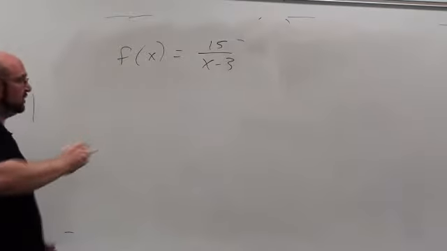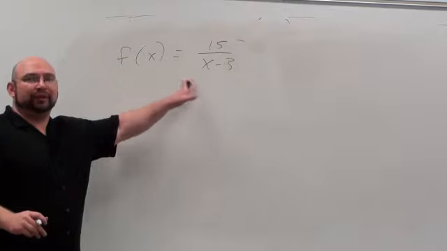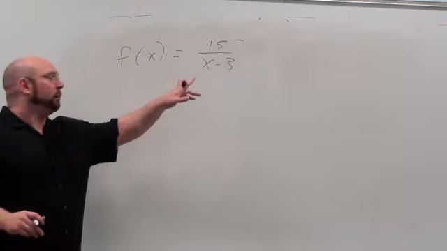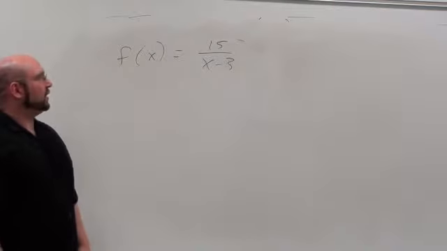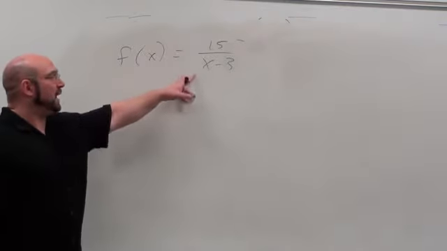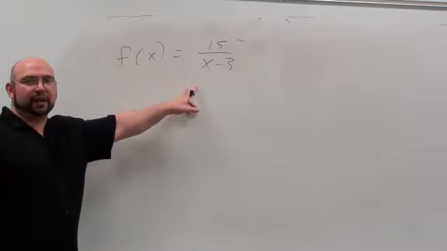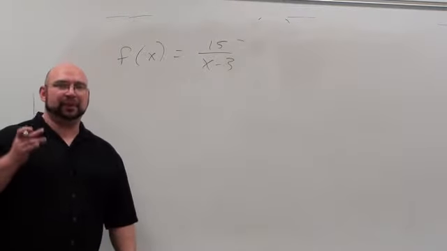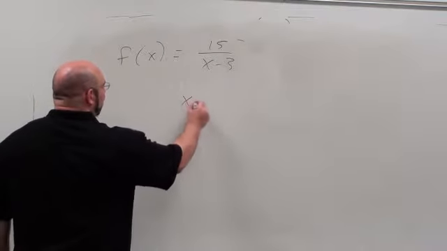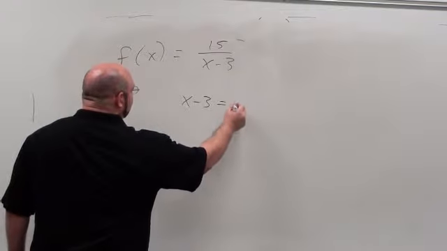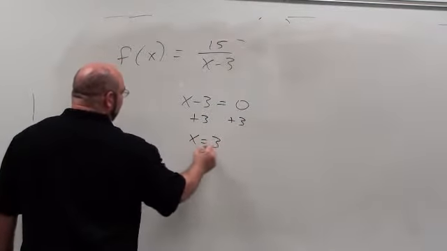All right, now here's the deal. Whenever I have a 0 in my denominator, my equation is going to be undefined. So since I have a denominator here, I've got to make sure my equation is not undefined. So I'm going to set my denominator equal to 0. Now my x minus 3 is going to be equal to 0. So I add 3 to both sides, so I say x is equal to 3.